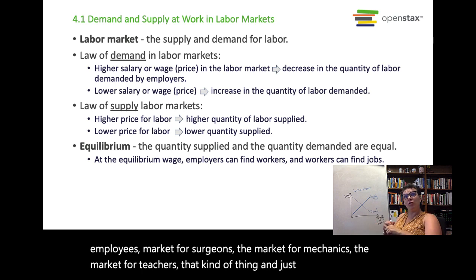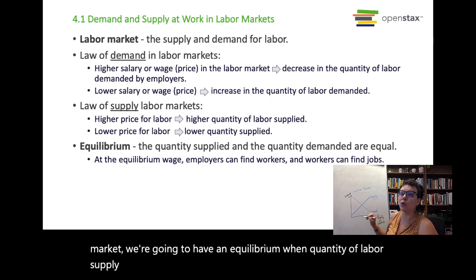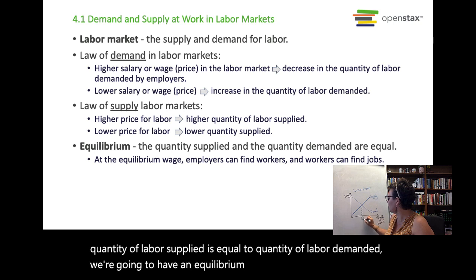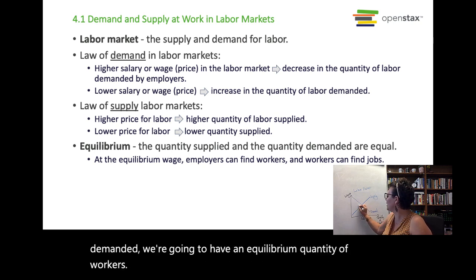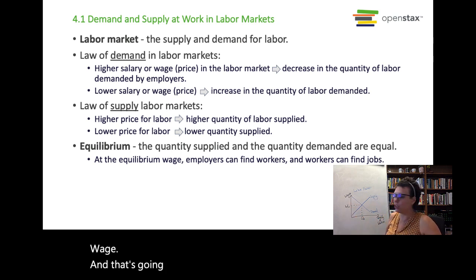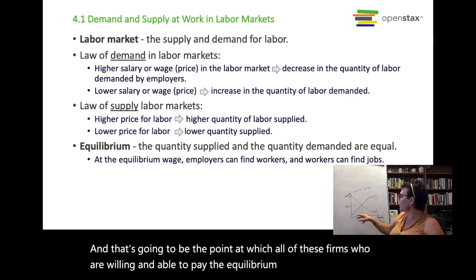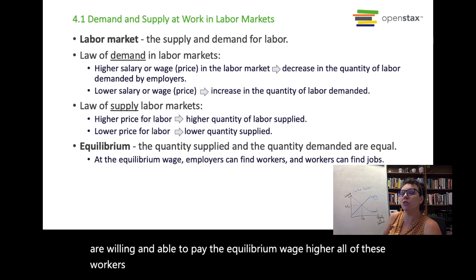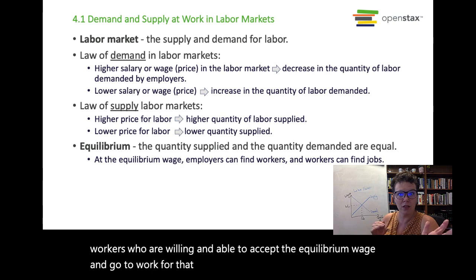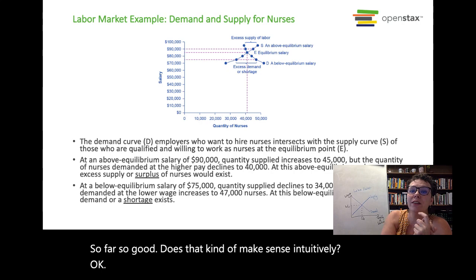And just like in a traditional market, we're going to have an equilibrium. When quantity of labor supplied is equal to quantity of labor demanded, we're going to have an equilibrium quantity of workers and an equilibrium wage. And that's going to be the point at which all of these firms who are willing and able to pay the equilibrium wage hire all of these workers who are willing and able to accept the equilibrium wage and go to work for that wage. So far, so good? Does that kind of make sense intuitively? Okay.